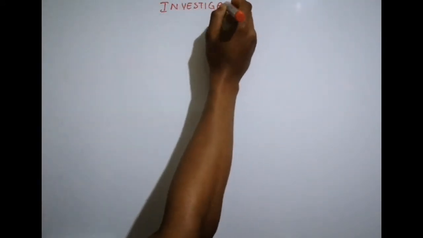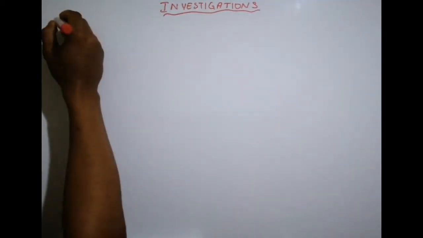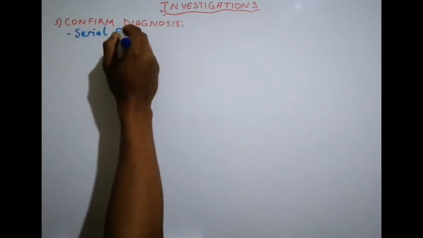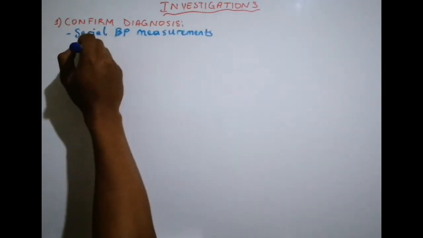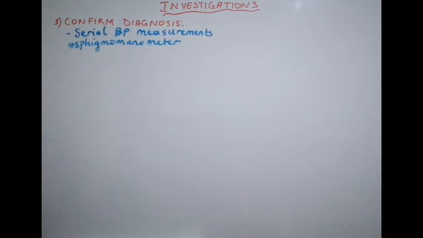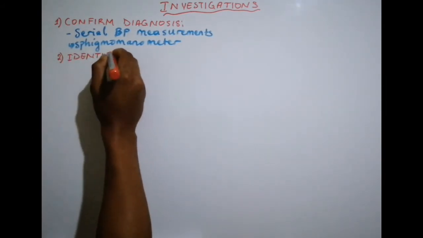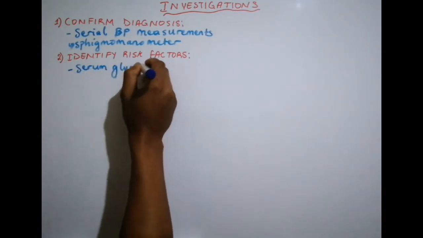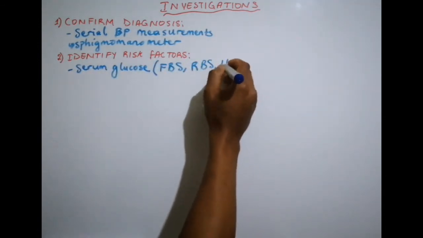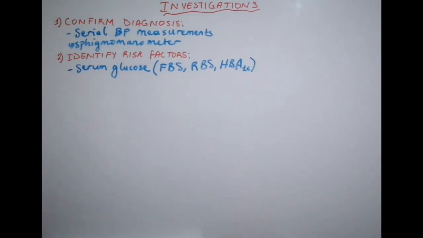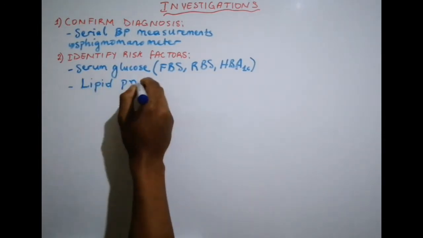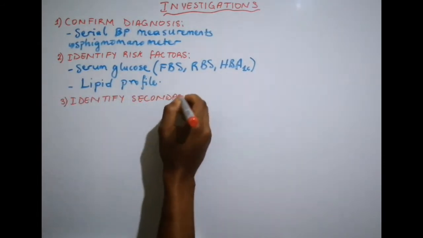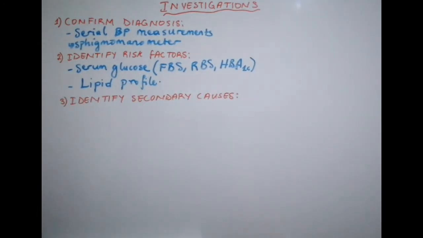The investigations to be done in a suspicion of hypertension include those to confirm the diagnosis. As already mentioned, we need to do serial blood pressure measurements using a sphygmomanometer. Also, we should identify risk factors like diabetes, for which we must do a serum glucose, either fasting blood sugar, random blood sugar, or a glycated hemoglobin. We need a lipid profile also to know the amount of LDL and HDL cholesterol.